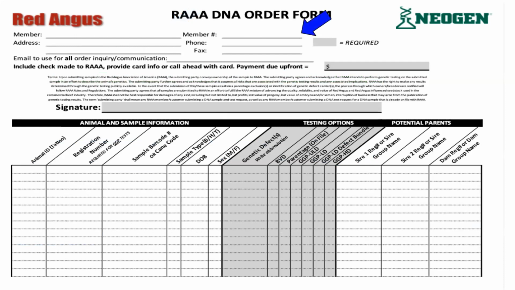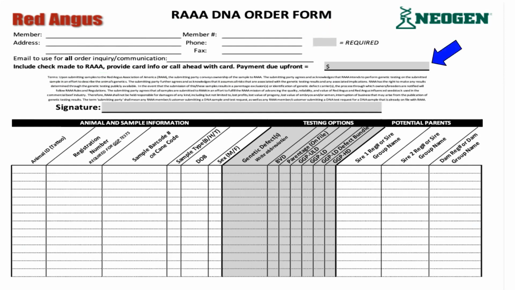Next portion is your member number. If you don't know it, you can look it up through the Reds Pro system. You can either do it by name, or if you want to type in zip code and then see if your name pops up or your ranch name, that's fine. Or you can give us a call here at the office and we can look that up for you.